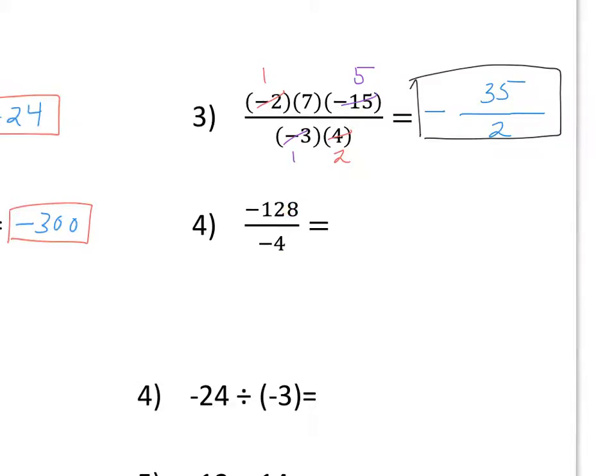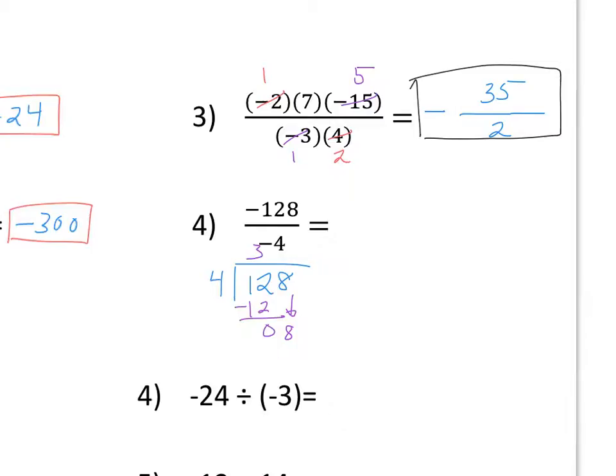So we're going to use long division. We're going to take 128 and divide that by 4. So 4 goes into 12 3 times. So 3 times 4 is 12. So we're going to subtract 12. We get 0. And you're going to bring down the 8.